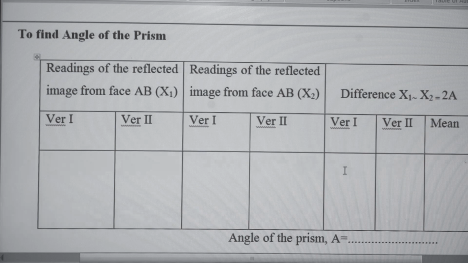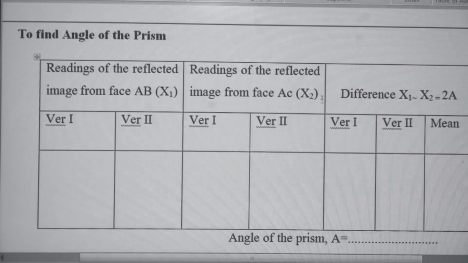So this is the tabular column that we are using. Initially we are focusing on the reflected image from the face AB. Then Vernier 1 reading is here, Vernier 2 reading is here. Then we are focusing on the reflected image from the face AC. That reading is marked as X2. Then also we have the Vernier 1 and Vernier 2 readings.